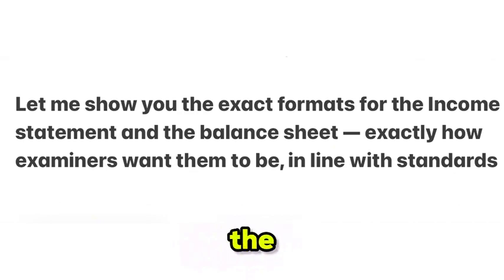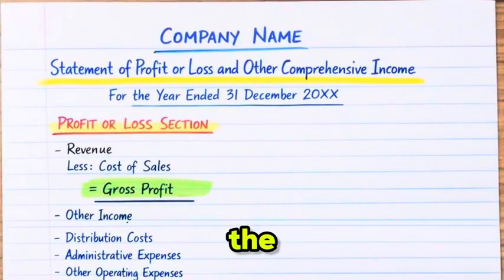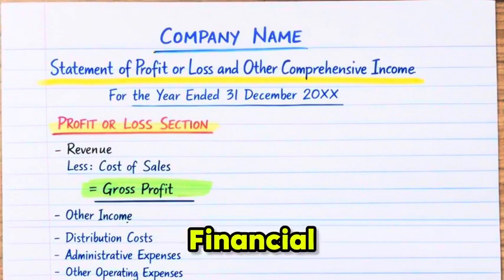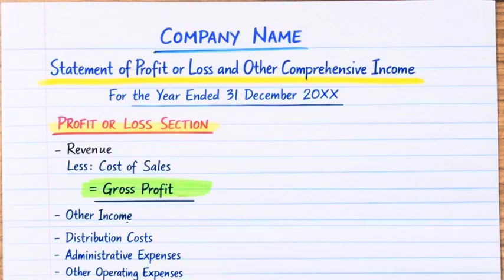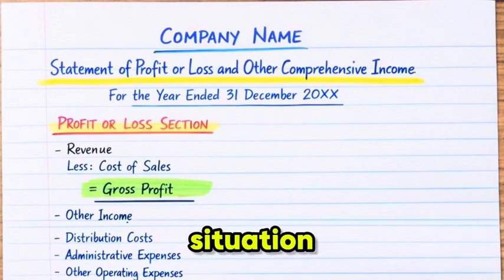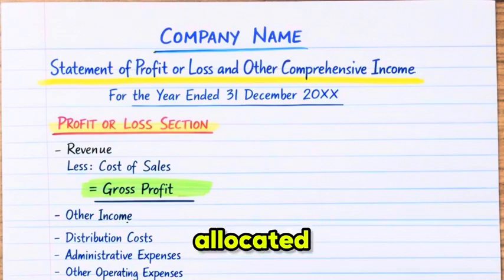Let's look at the format for the income statement, which is called the Statement of Profit or Loss and Other Comprehensive Income under the International Financial Reporting Standards, IFRS. Okay, so if you have to prepare the income statement, you begin with the company name. The company name is very, very important. In an exam situation, never forget about writing the company name. There is a mark or some marks allocated to this.